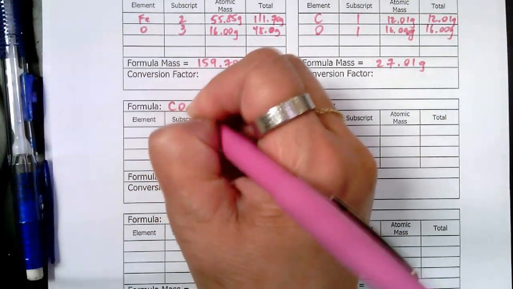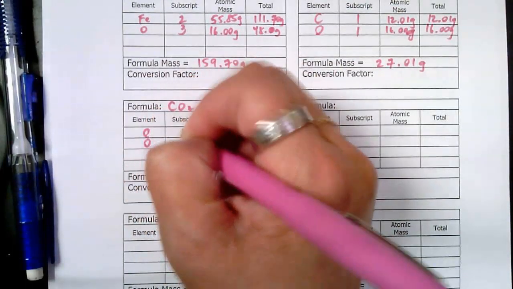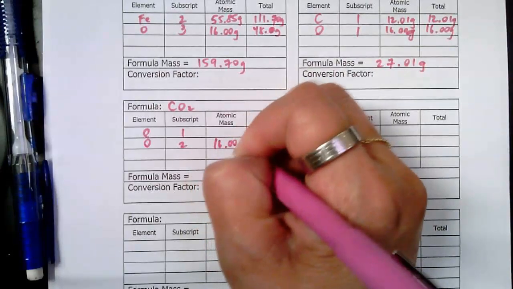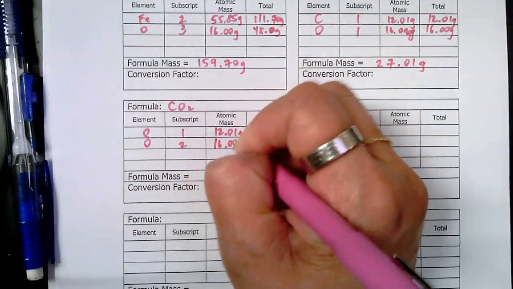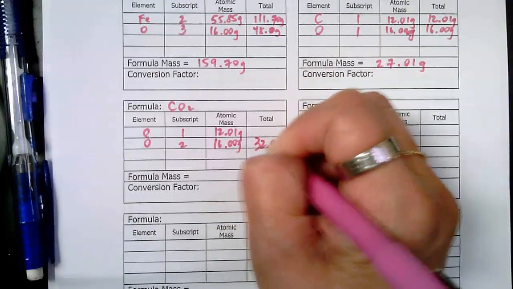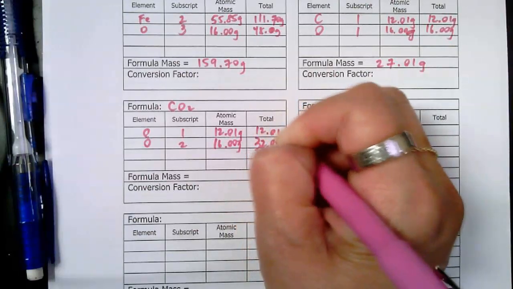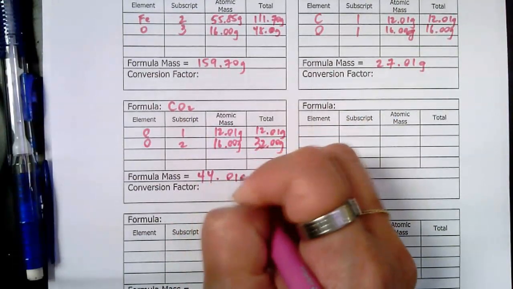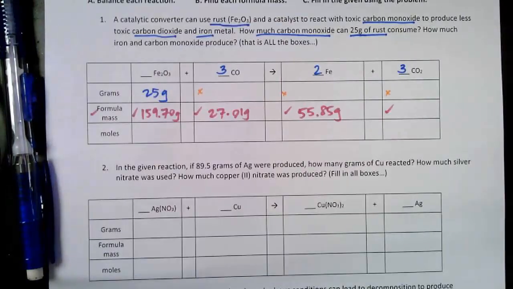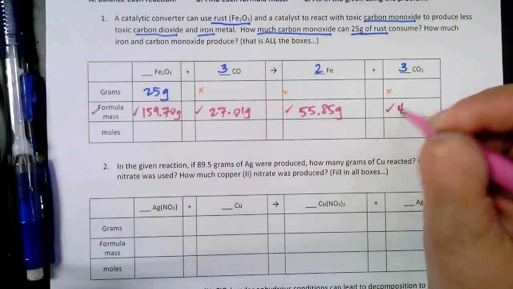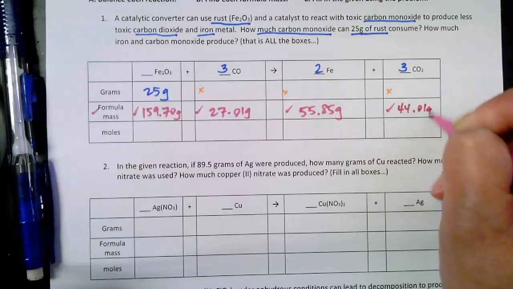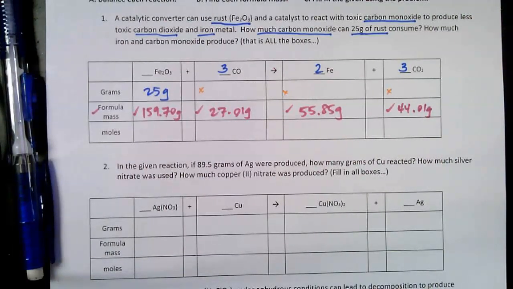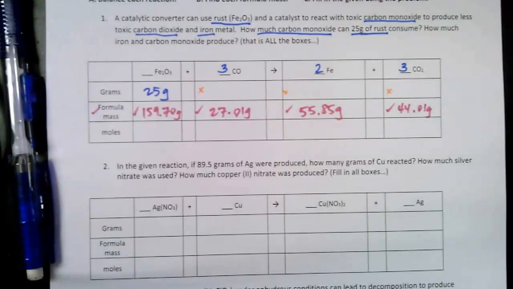So if I do carbon dioxide, carbon is 1, oxygen is 2, this is 16 grams. We know carbon is 12.01 grams. So this is 32 plus 12.01 grams, which is 44.01 grams. Okay, so now, in order to find the number of moles, color coding everything, the number of moles.